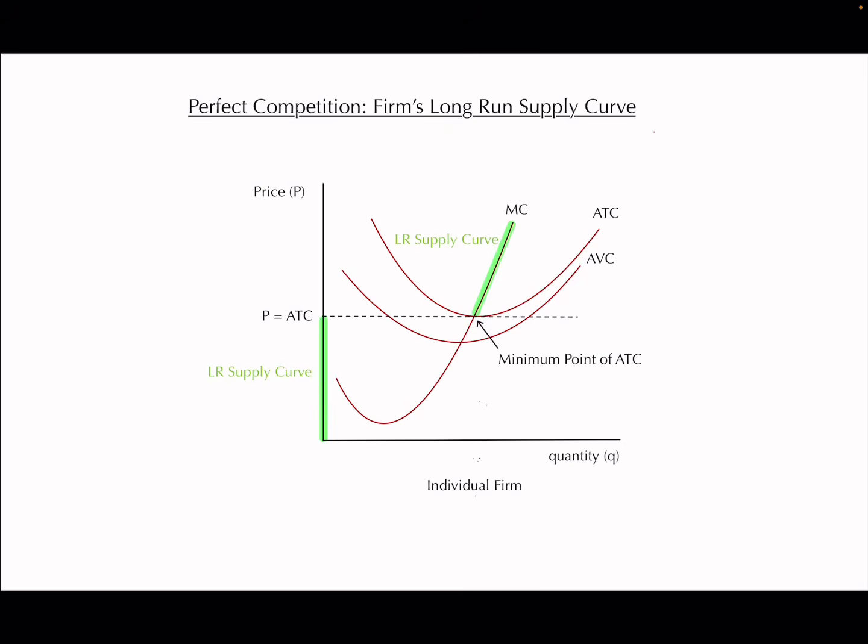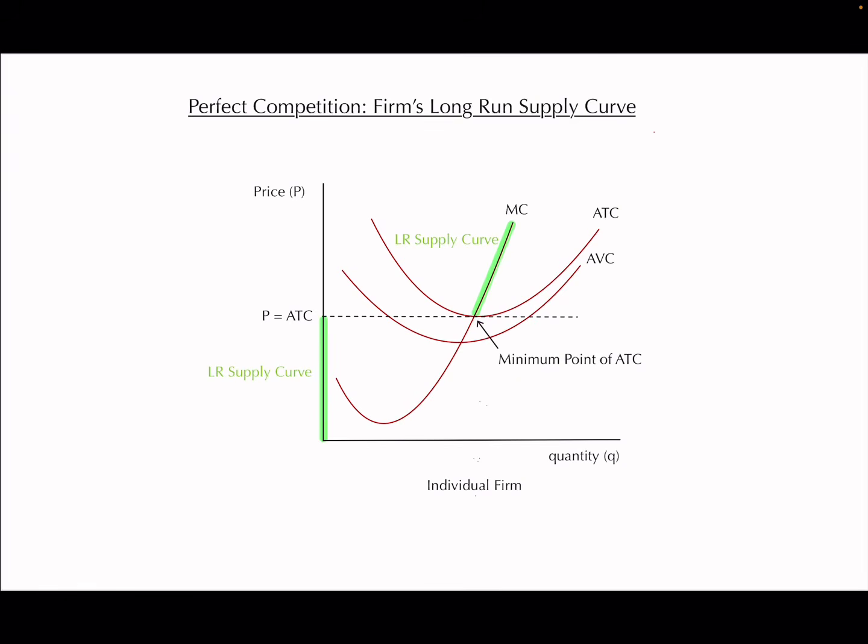However, for the long-run supply curve, it starts following the marginal cost at the minimum point of ATC. Whenever the long-run supply curve is below the minimum point of ATC, it is strictly to the left on the price axis. This means that the firm produces 0 units of a product.